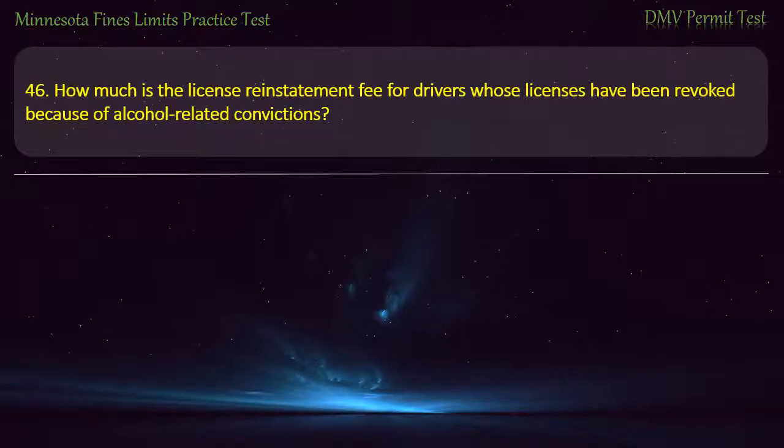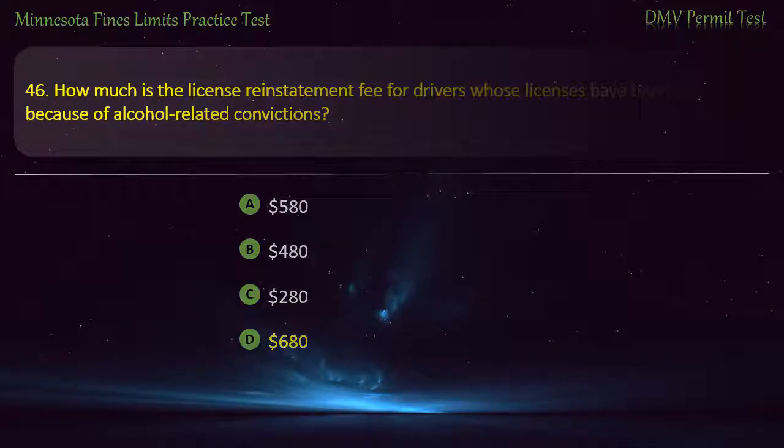Question 46. How much is the license reinstatement fee for drivers whose licenses have been revoked because of alcohol-related convictions? $580. $480. $280. $680. Answer: $680.